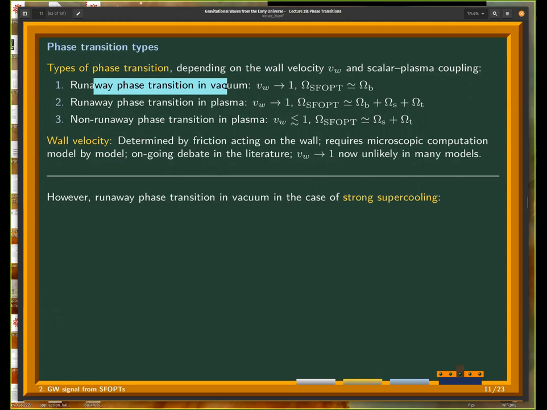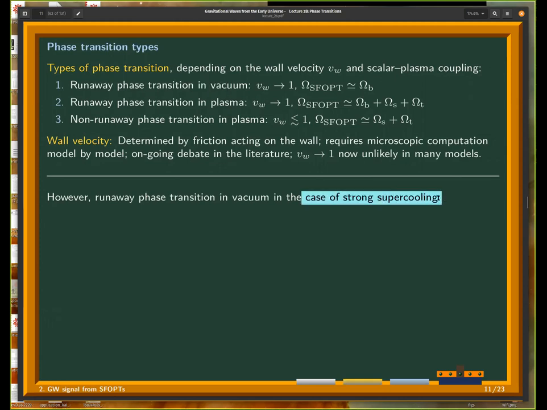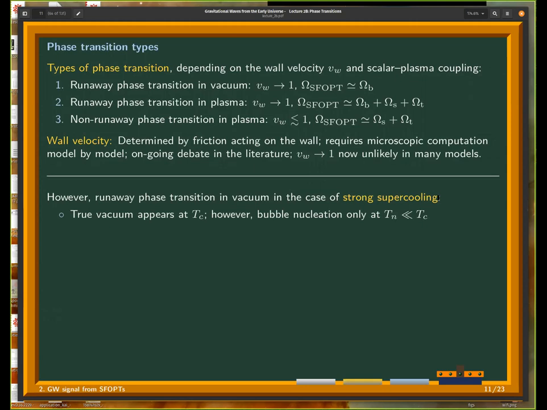This is something that can actually happen in some models, or maybe even in many models, in the case of strong supercooling. So what does this mean? The true vacuum that you want to end up in after the phase transition appears at some critical temperature, Tc, but it might be that you are stuck in the false vacuum even after the critical temperature for a long time. So there's a delay until the bubbles finally nucleate at some temperature, T nucleation. And if you are stuck in the false vacuum for a long time, then the plasma might be strongly diluted during this temperature interval. Then when the bubbles finally nucleate, they find themselves in a strongly diluted plasma, and they can almost freely expand and accelerate and really reach that runaway behavior, with a velocity of the speed of light.